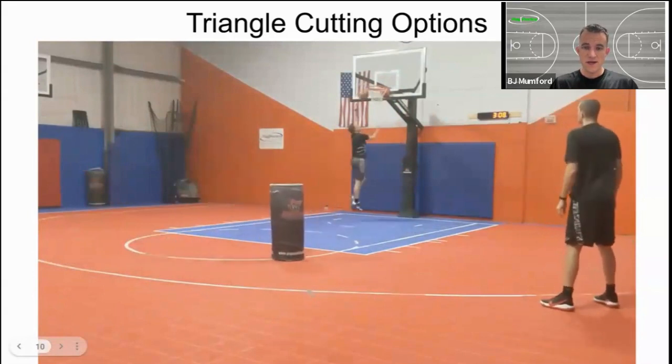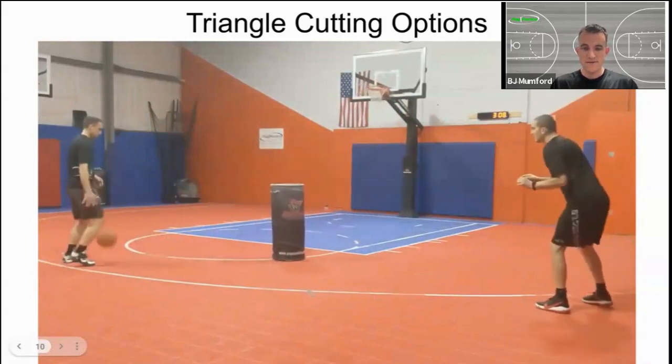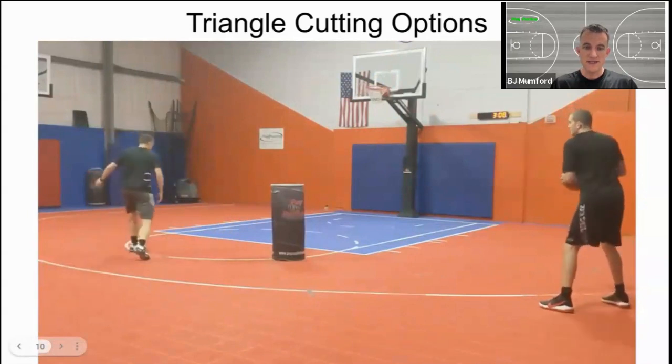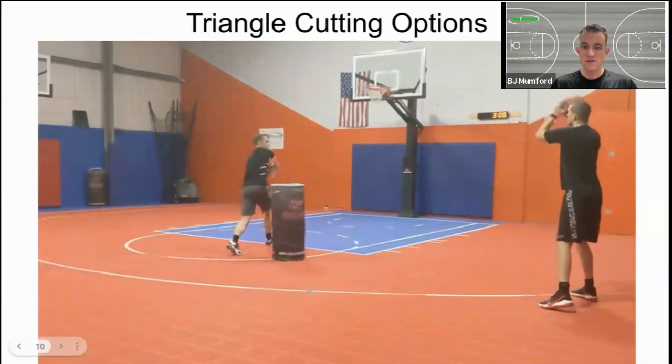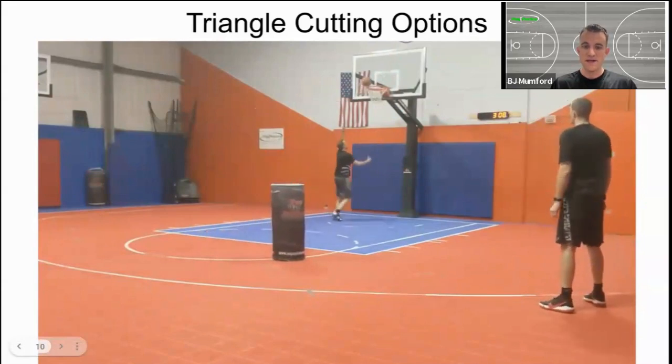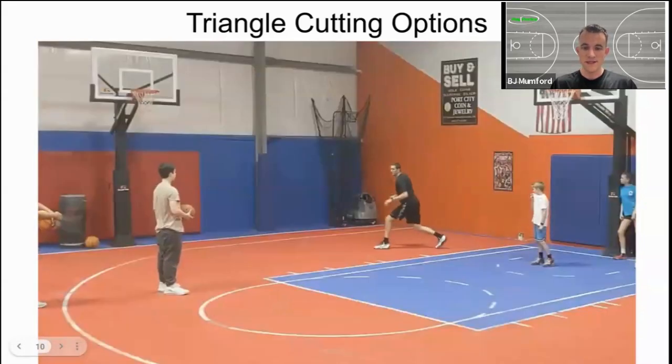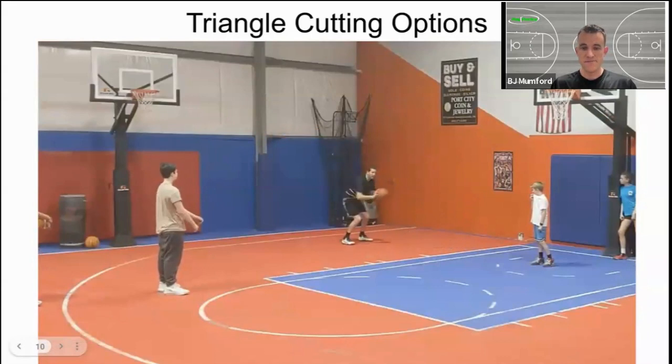And the swim cut is simply a back cut. So instead of the face side of our defender, we're going behind them, but we're using a specific arm technique to actually swim through them, put them behind us. And we're running away from the ball here to get space on the other side of the rim.